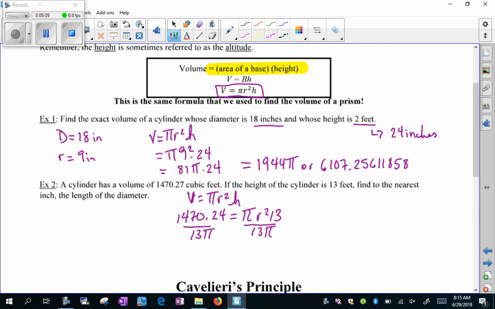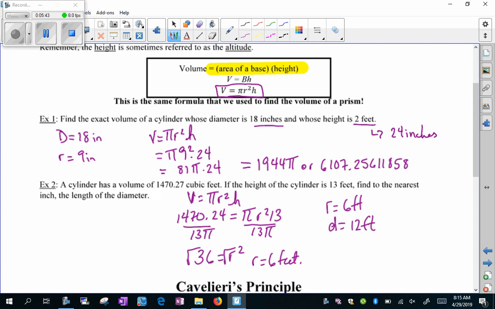Okay, so when I do that, pretty cool, I get an answer of 36 equals r squared. Again, I'm looking for r, the radius, not r squared. So I'm going to square root both sides, and r equals 6. And that would be 6 feet. Well, I know if the radius is 6 feet, then the diameter is 12 feet.